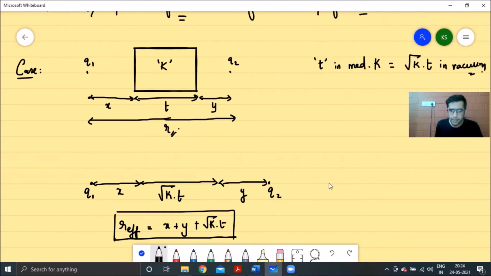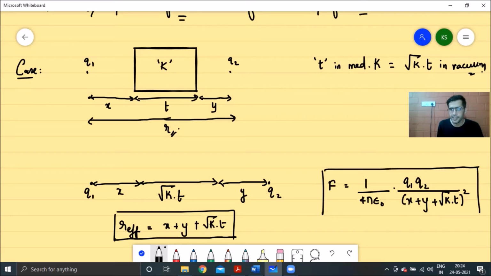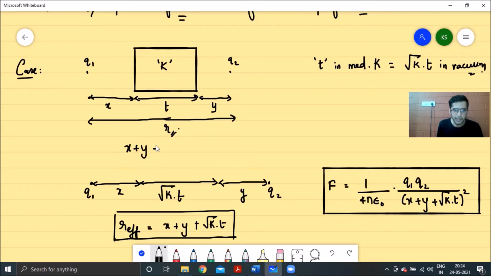So what will be the force acting between these two charges? The force acting between these two charges is nothing but 1 by 4 pi epsilon naught of Q1 Q2 divided by X plus Y plus root K into T, whole square. This will be the force acting between these two charges, right? And what is X plus Y equal to? Looking at it, X plus Y plus T was equal to the separation between these two charged particles. So X plus Y is equal to R minus T.